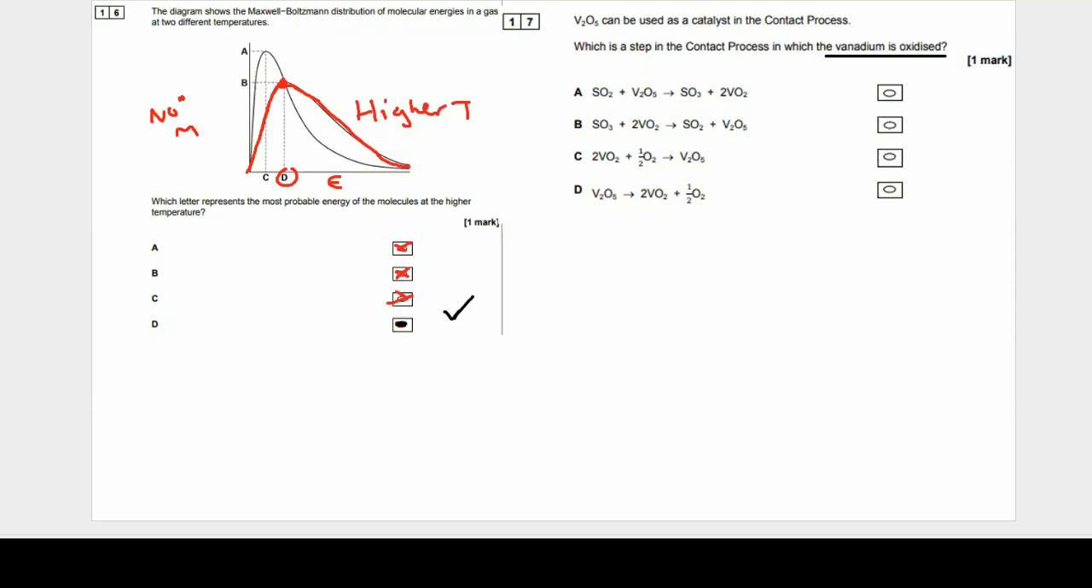Okay, V2O5, what's that? Vanadium pentoxide can be used as a catalyst in the contact process. In which of these steps in the contact process is vanadium oxidized? You just kind of have to know this. But essentially, it can't be that. That's reduction, right?